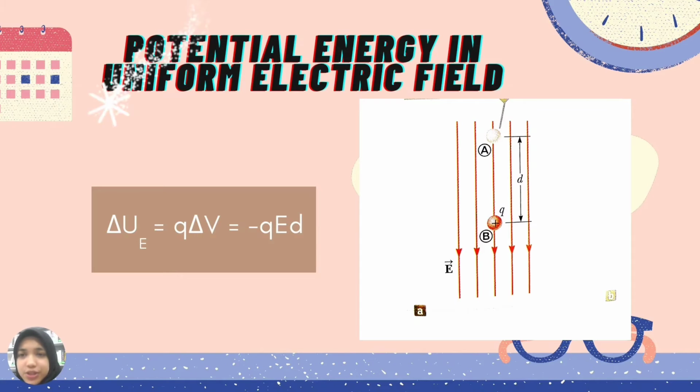What about potential energy in a uniform electric field? How does potential change over a uniform electric field? If a positive charge moves from point A to point B, the electric potential energy of the system decreases.